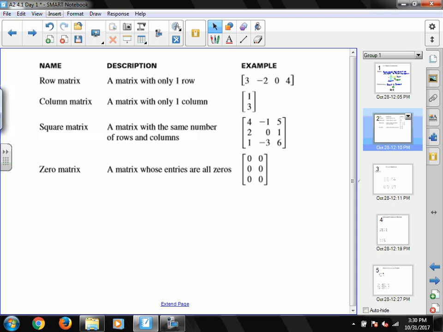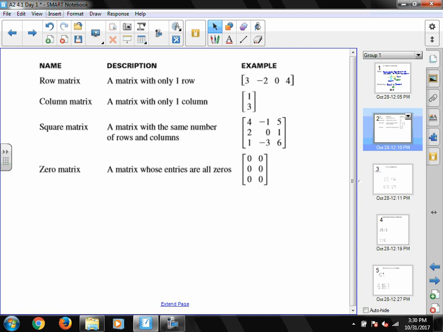Then here's just a couple different types of matrices that you may see. A row matrix, there's only going to be one row. It could have as many columns as you want, but it's just going to be one row. The same way that a column matrix is just going to be a column. You could have as many rows as you want, but you're not going to have more than one column.